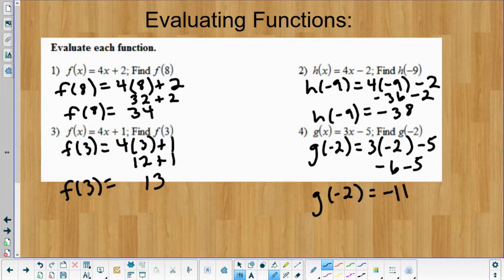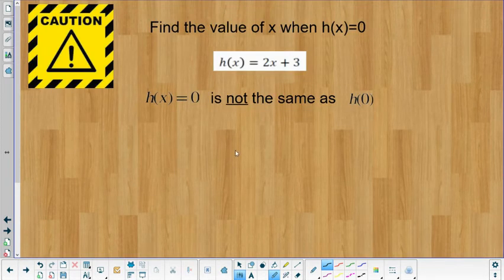So how did you guys do? I'll tell you, one of the most common mistakes is people try to get rid of the h of whatever on one side. It simply is a name, so it just comes along for the ride. Okay, caution. So these are different things.